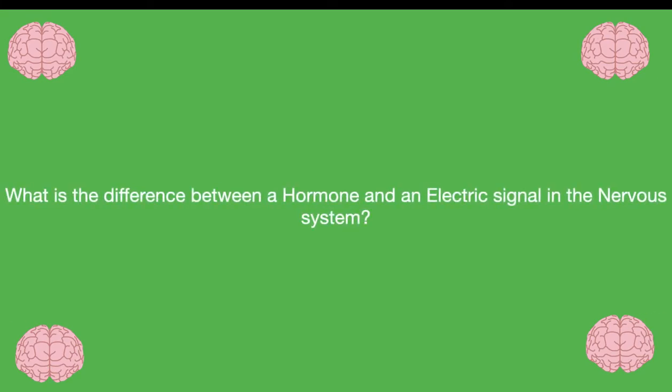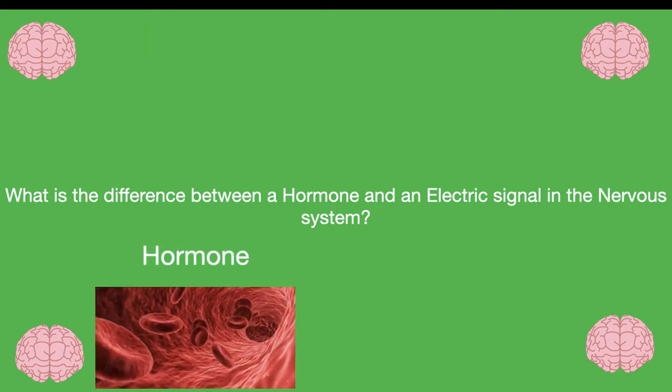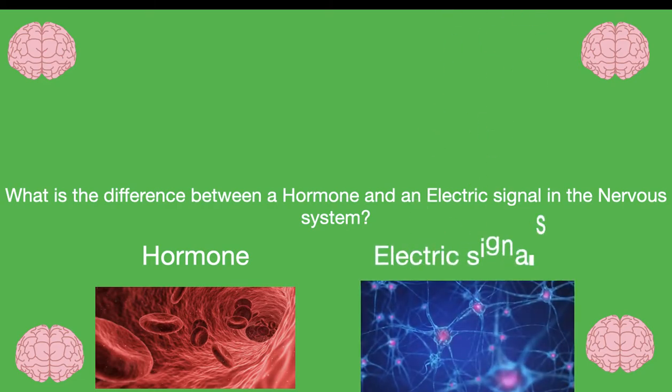But what are hormones? Well, a hormone, you could think of it like a message that calls a particular part of the body to do a certain thing. So, now I have a big question, which is, what is the difference between a hormone and an electric signal in the nervous system? So in the nervous system, there's many electric signals that are traveling all around our bodies, and they're carrying signals across the body. So a hormone travels in the bloodstream, and an electric signal travels in the neurons.